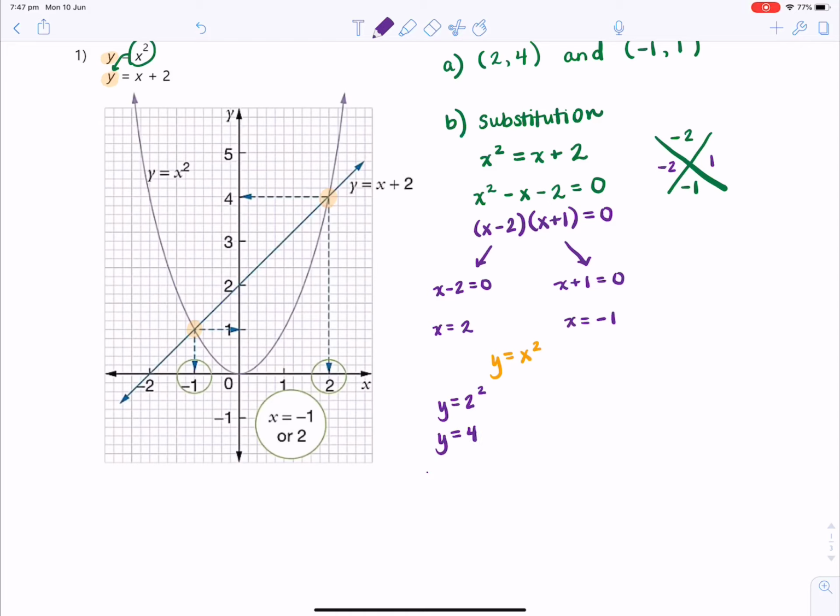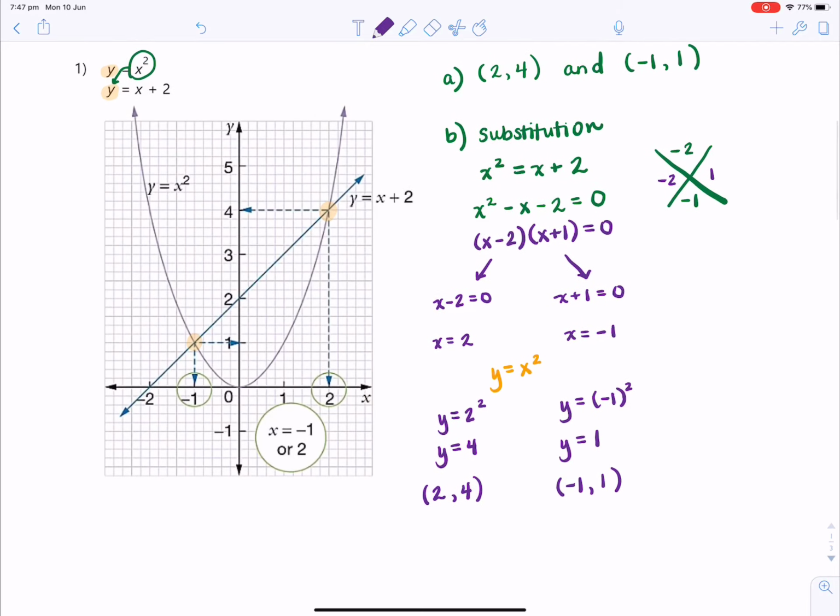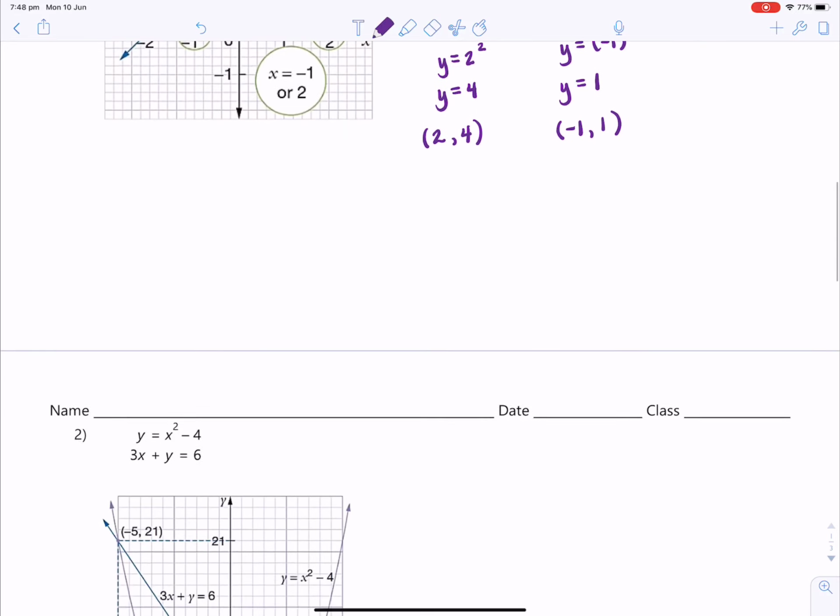So my first solution is that x equals 2 and y equals 4. My second solution will be y equals (-1) squared, and I've made sure to put that -1 in brackets, and that's y equals 1. So my second solution is x equals -1 and y equals 1. And I can see that that matches the solutions that I got when I solved this system graphically. Let's try another problem.